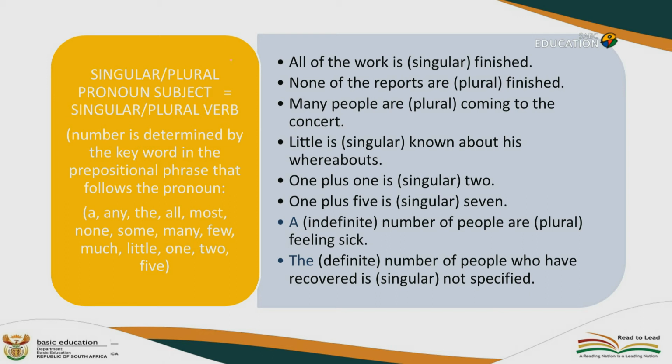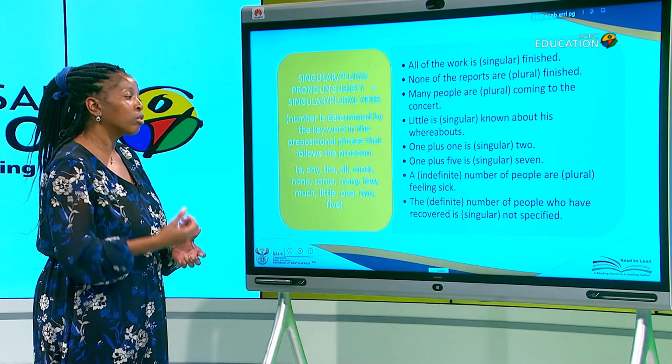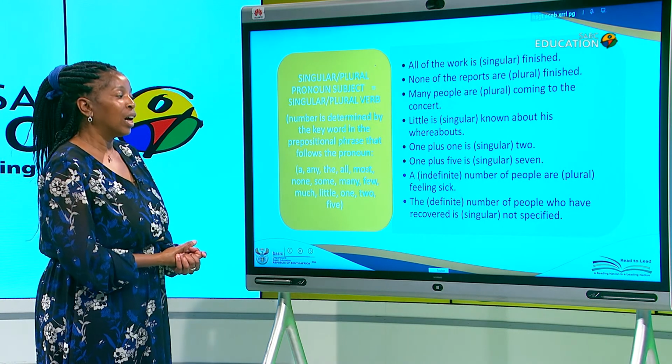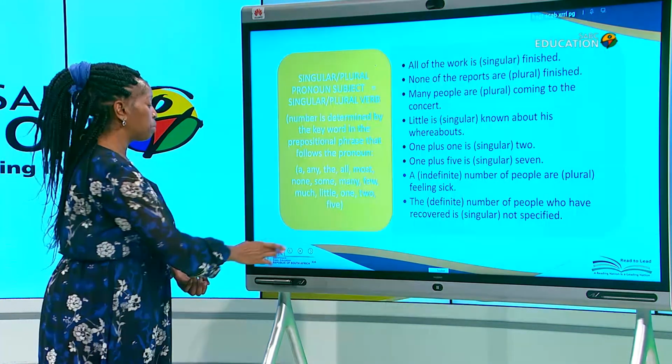Just because you said 5 and 5 is a large number doesn't mean that you must change the verb to be plural. There's another example. A is an indefinite article. Therefore, it can be a lot of people. So we say a number of people are, because a is indefinite. But then we say the number, because it is specific. We say it with a singular verb. The number of people is not specified.